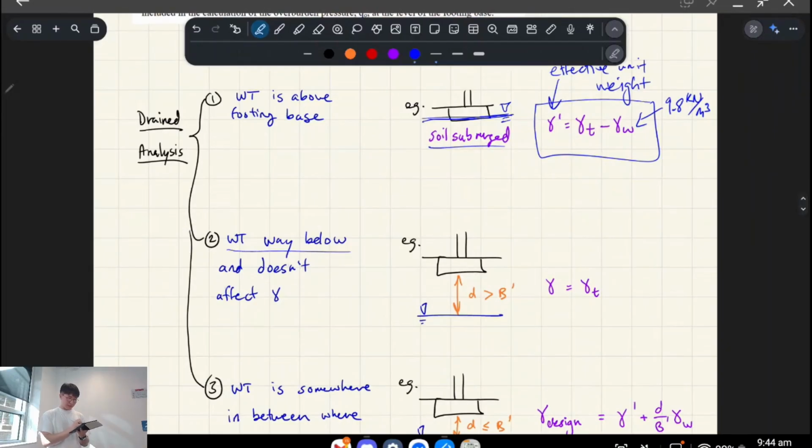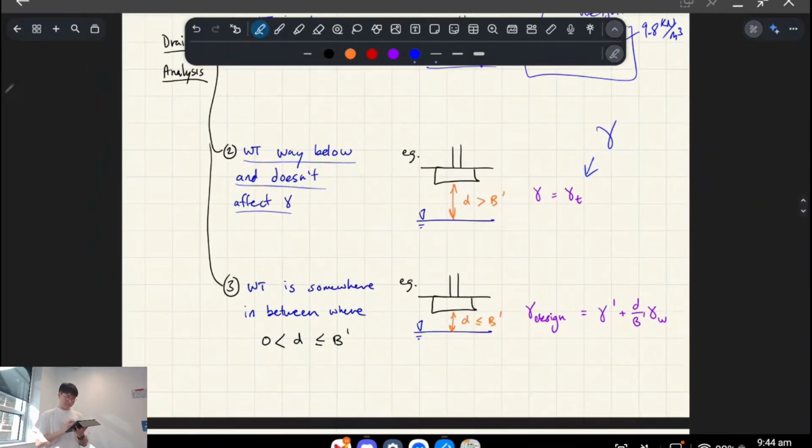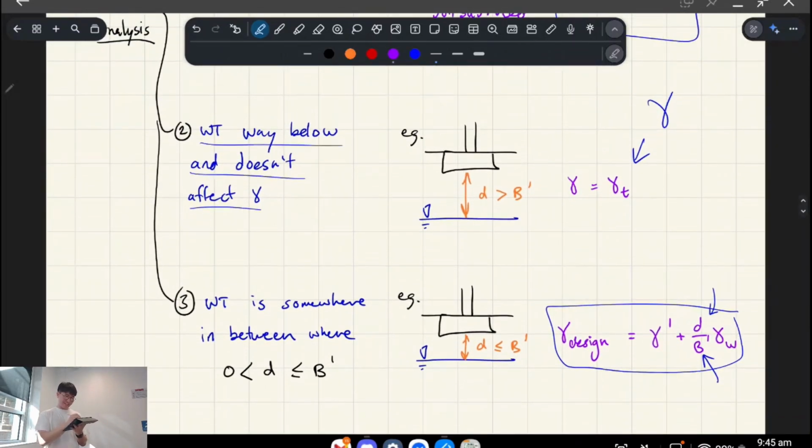And when the water table is way below, it doesn't affect gamma at all. You're just going to use whatever you were given for gamma. But when the water table is somewhere in between, you have to use this interpolation formula. And this interpolation formula uses these two things, so I need to explain what they are.